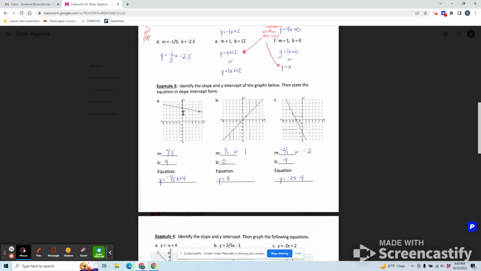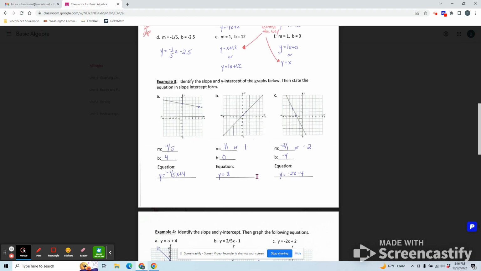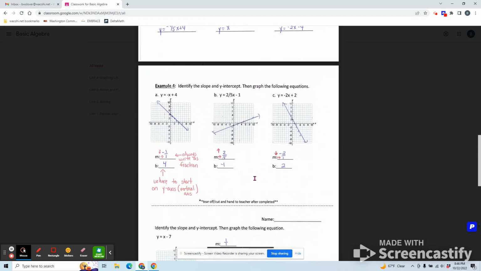So my slope here is down 1 to the right 5, so negative 1/5, crosses the y-axis at 4. I plug in my information, and I get y equals negative 1/5 x plus 4. Likewise for B and C. Identifying the slope, the y-intercept, and just plugging it into my equation. So now I'm combining everything. Now I have to graph it. So identify the slope and y-intercept, and then graph.